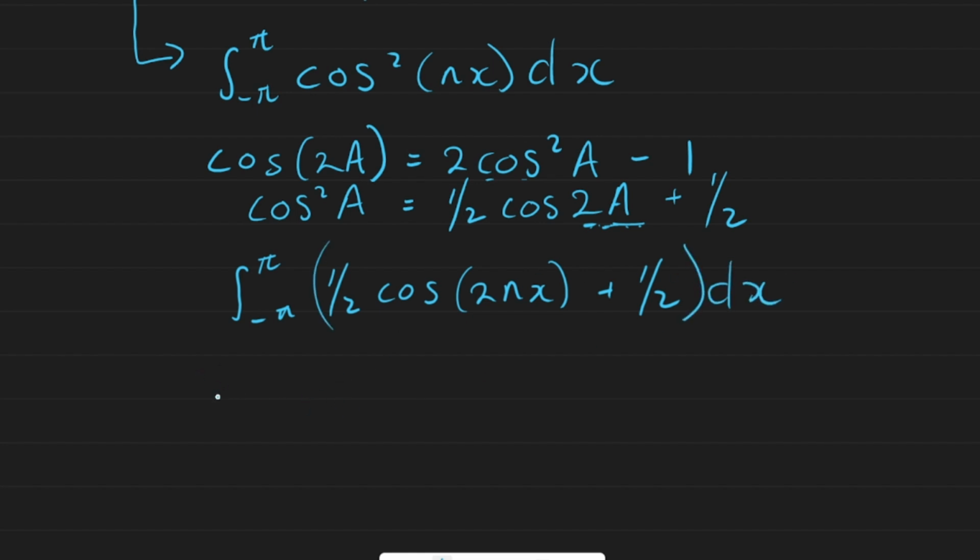So this is very straightforward to integrate. What we'll do is just bring in the half to the front. The integral of cos is sine. So we have sine 2nx, and we will divide by 2n, sorry. We just integrate 1, and that gives us x, integrating from minus pi to pi.